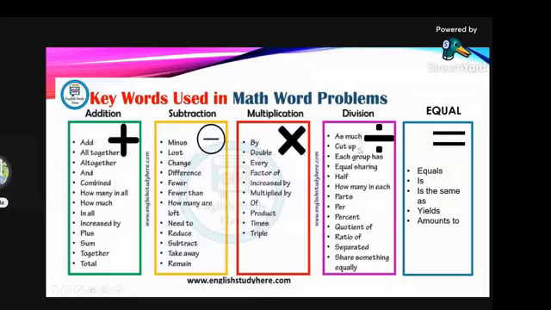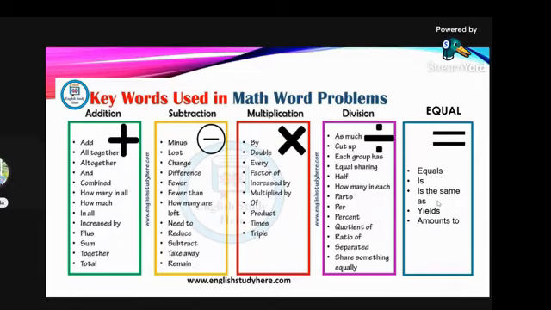Next, division: as much, catch up, each group has, equal sharing, half, meaning divide by 2. How many in each, parts, per, percent, quotient of, ratio of, separated, share something equally. So that means division. Next, we have equal. For equal, the symbol is equals, and most of the time we use is, is the same as, yields, or amounts to. We should be familiar with these words so that we can translate sentences into mathematical expressions.